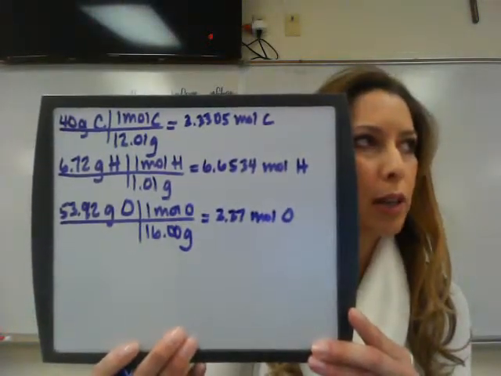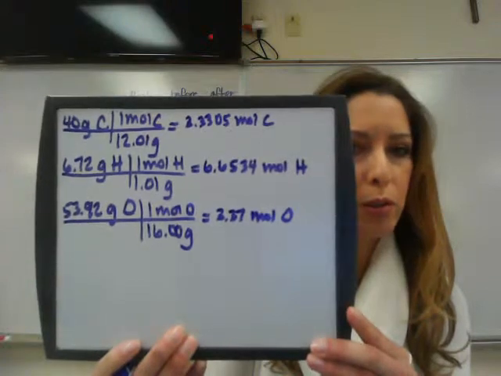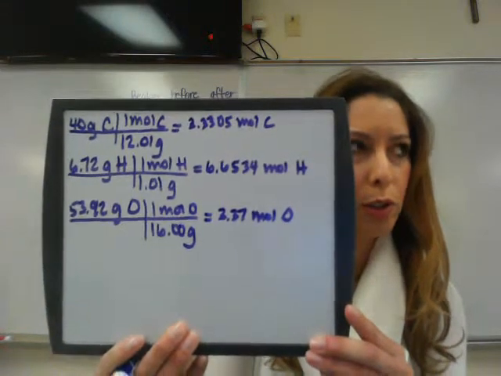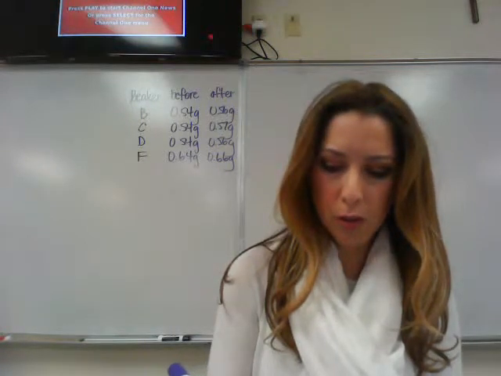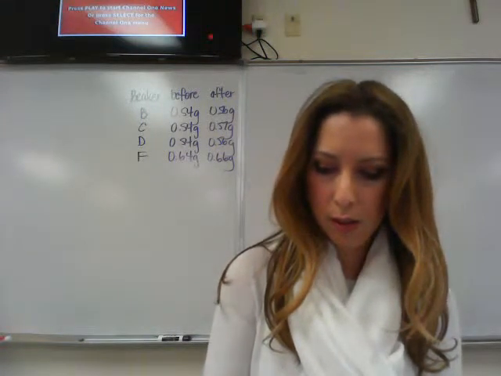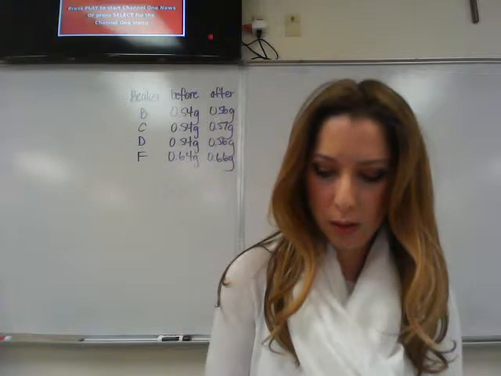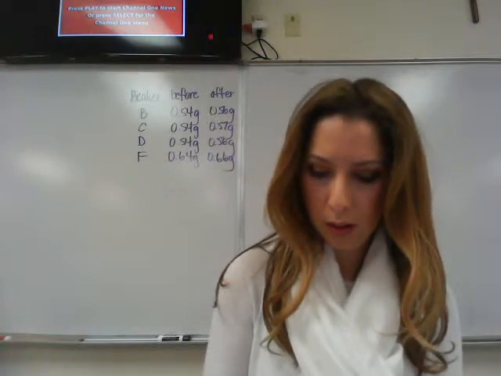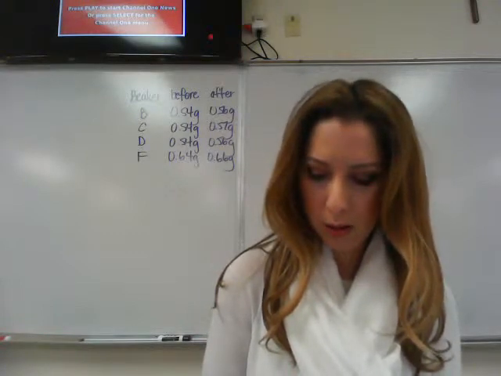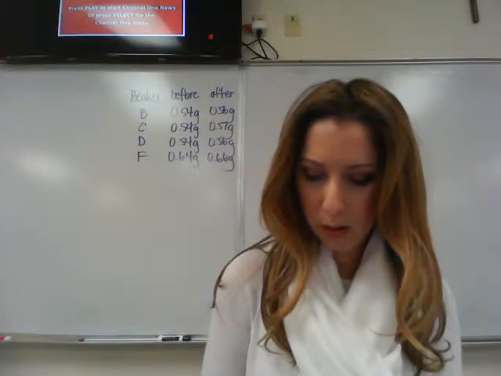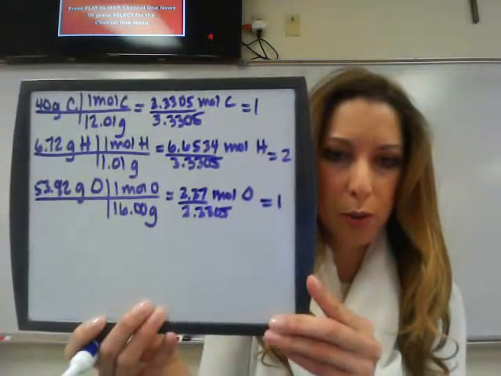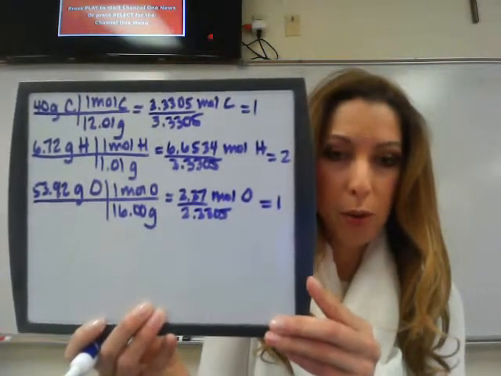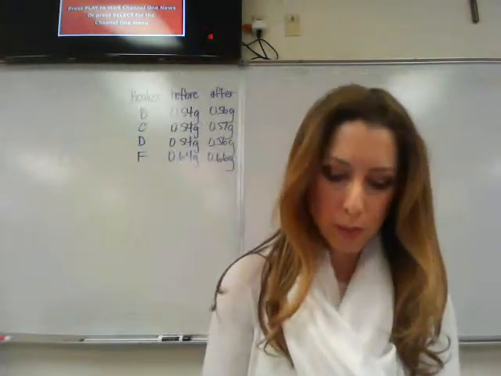Once you get moles of each element, you want to divide by the smallest mole. The smallest mole is carbon, which is 3.3305. So divide by the smallest mole. And you're going to get these whole numbers, which are the subscripts in the empirical formula. So the empirical formula is CH2O.